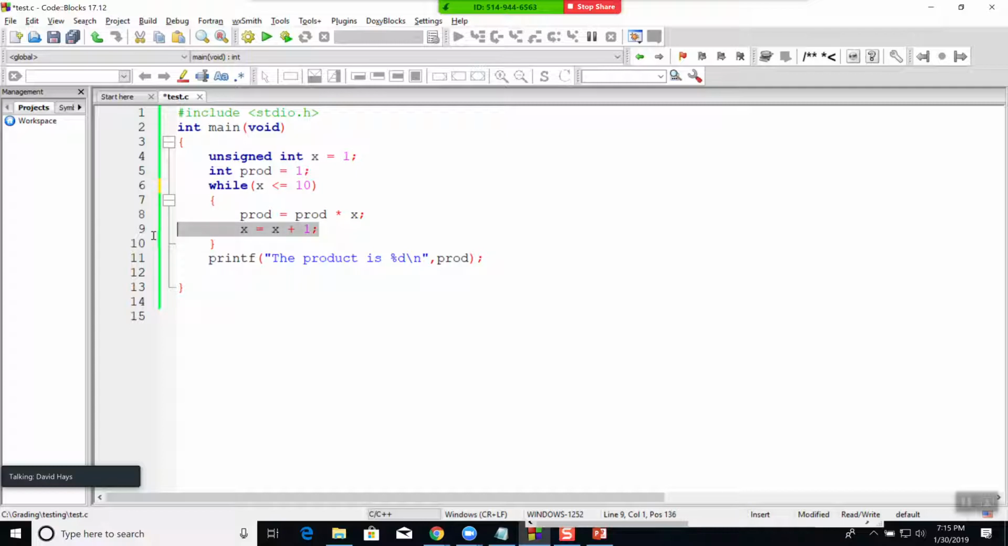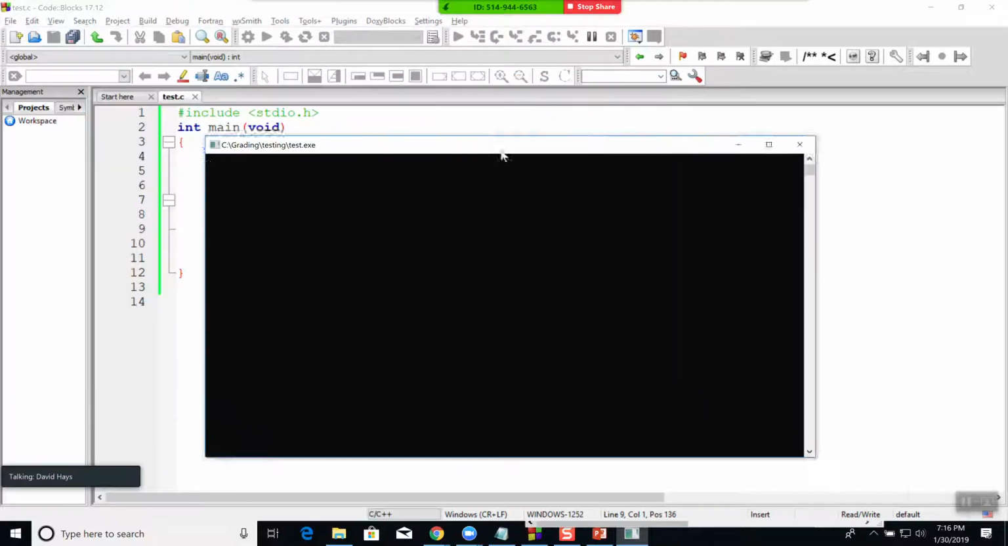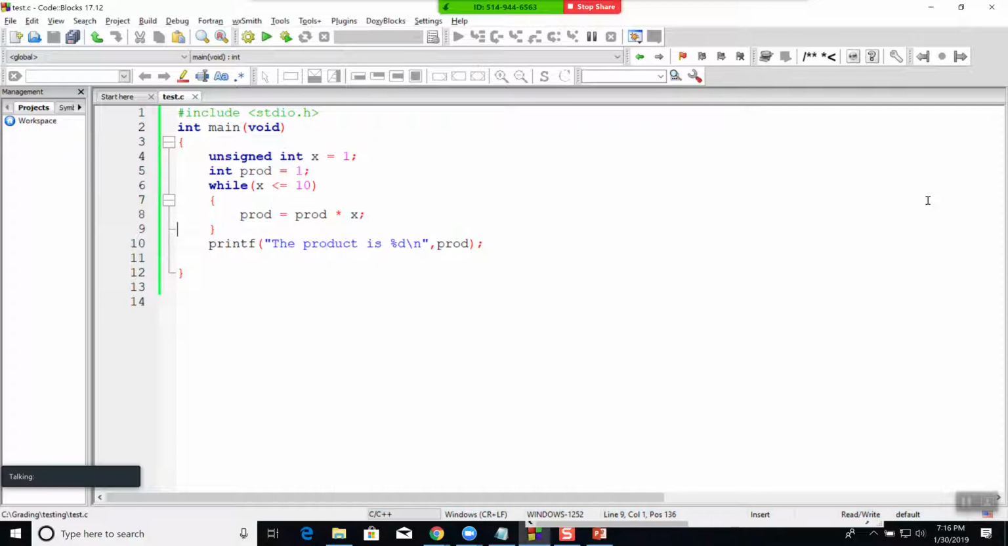Okay, the other one is this right here. If you don't have it being increased. So now if I run this, again, it's never going to come back. Because x is always equal to 1. Comes down here, checks, is 1 less than or equal to 10? Yeah, it is. So it takes my old product times 1. 1 times 1 times 1 times 1. So yeah, it'll continue forever.